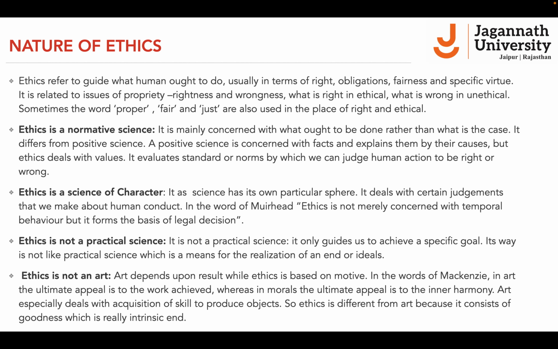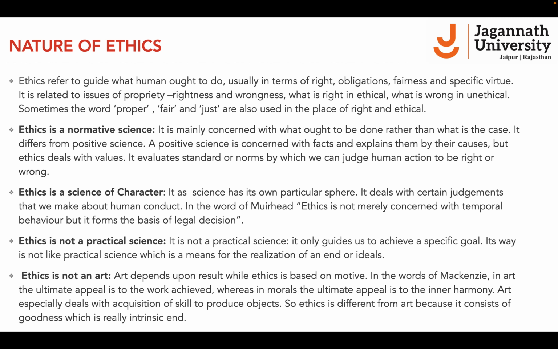Ethics is a normative science. It is mainly concerned with what ought to be done rather than what is the case. It differs from positive science. A positive science is concerned with the facts and explains them by their causes. But ethics deals with values. It evaluates standards or norms by which we can judge human action to be right or wrong.